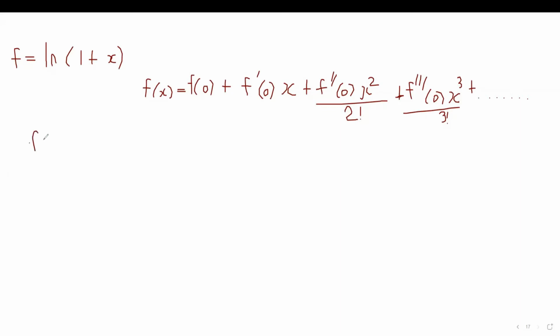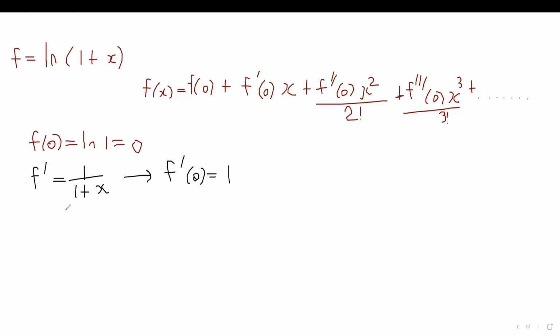So first, let's find f of 0. To find f of 0, we'll plug in 0 in here. So it's going to be ln(1 + 0), which is ln 1. ln 1 is 0. So that's f of 0. Now we need to find f prime. To find f prime, we differentiate ln(1 + x). When we differentiate ln(1 + x), we get 1 over 1 + x. And so that means f prime of 0, if we plug in 0 in here, becomes 1. f prime of 0 is 1.